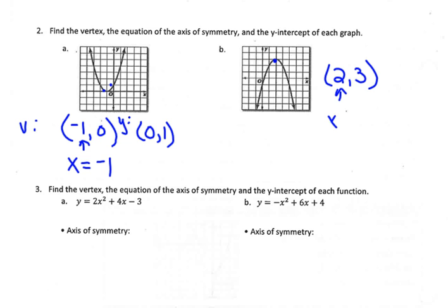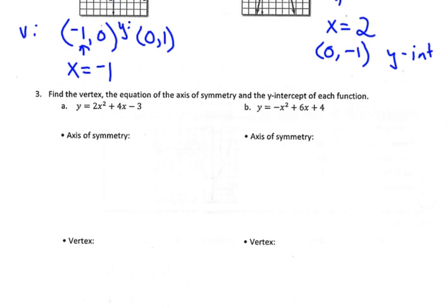this is the axis of symmetry, x equals 2. My y-intercept is where it crosses the y-axis, which is at 0, negative 1. Vertex, y-intercept. Okay, so you should be able to get those from the graph.